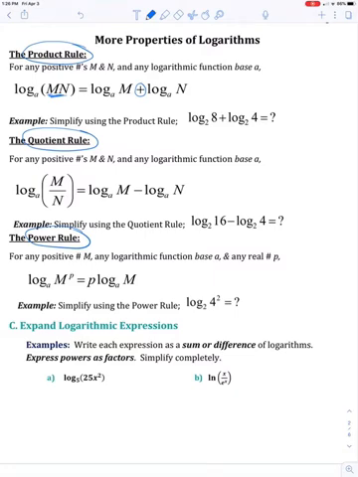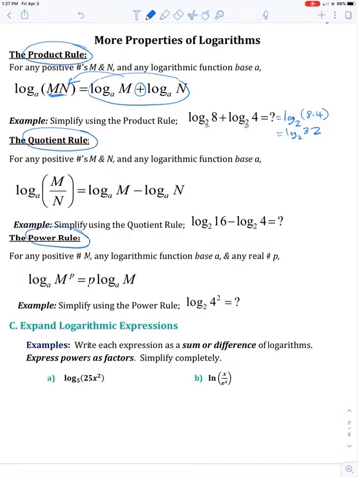So I'm going to simplify using our product rule. We had log base 2 of 8 plus log base 2 of 4. Using the product rule, since these are the same bases, we can add these together by multiplying what we're taking the log of. Here I am going from log of m plus log of n to log of m times n. So there's log of 8 times 4, so log base 2 of 32.